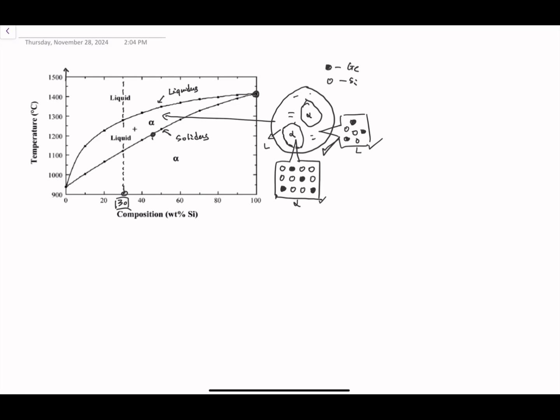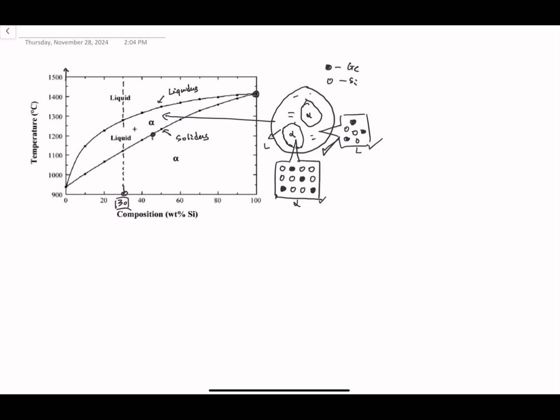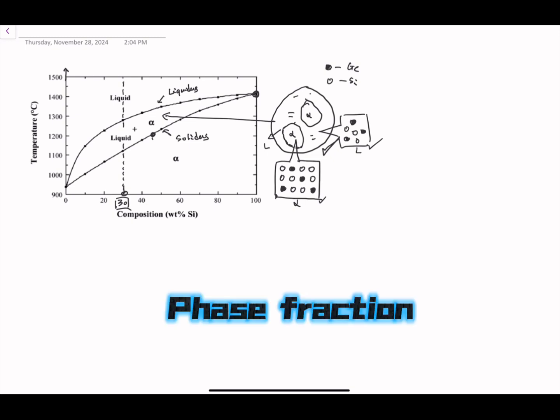Hello everyone. In the previous video, we introduced the silicon germanium phase diagram. We went through some basic information you can get from the phase diagram. And in this video, we're going to talk about a method to compute the fraction of the phases. So what does a fraction of phases mean?